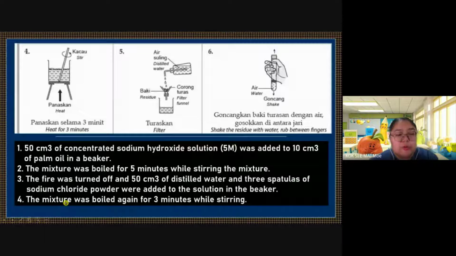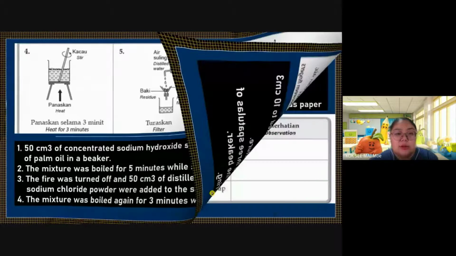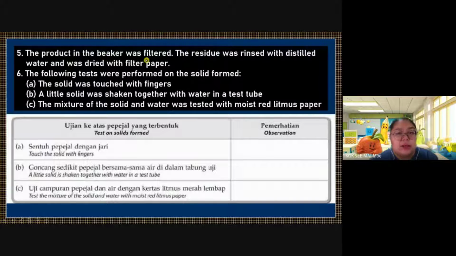Number 4, the mixture was boiled again for 3 minutes. After that, number 5, the products in the beaker were filtered. The residue was rinsed with distilled water and was dried with filter paper. And number 6, the following tests were performed on the solid. The first one, the solid was touched using your finger. Number 2, a little solid was shaken together with water in a test tube. Number 3, the mixture of the solid and the water was tested with moist red litmus paper. This moist red litmus paper is to find out whether it is alkaline or acidic.